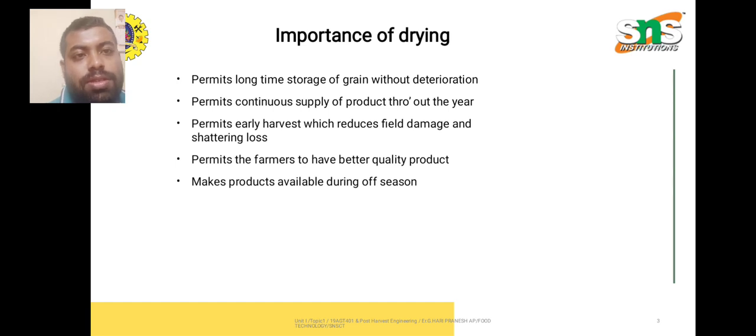Now we are going to discuss the importance of drying. It permits long-time storage of grain without deterioration. Drying permits continuous supply of product throughout the year. It permits early harvest, which reduces field damage and shattering loss. It permits the farmers to have better quality product. It makes the product available during off season also.